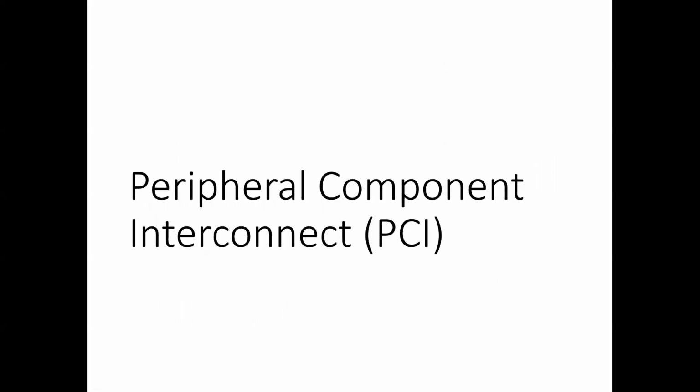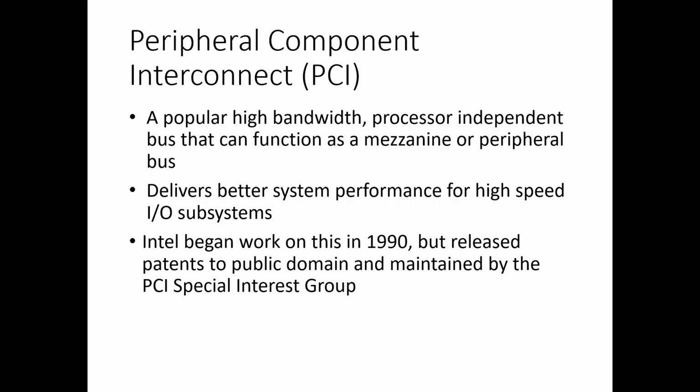Next is PCI, or peripheral component interconnect. That's a popular high bandwidth processor independent bus that can function as a mezzanine or peripheral bus. It delivers better performance for high-speed I/O subsystems. And Intel began to work on this in 1990, but actually was pretty cool and released the patents to public domain, and they're now maintained by the PCI Special Interest Group.